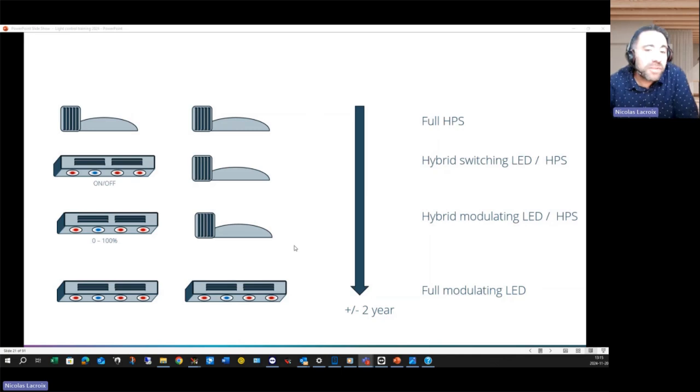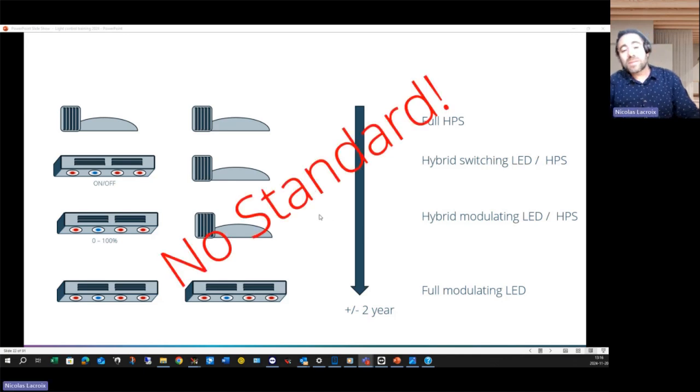So over the last couple of years, there's been a lot of improvement on lights. We start with full HPS control, then we go to on-off LED and HPS, so a hybrid system, then modulating HPS LED mixed with HPS, and now these days most of the installations have full modulating LED. There is still no standard from the manufacturers, so we have to be flexible on how the control works, but we can adapt to most of the systems now.